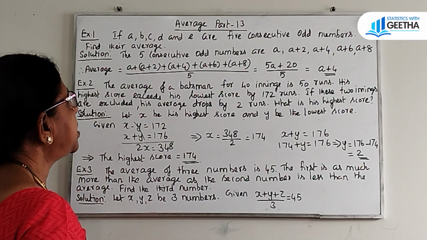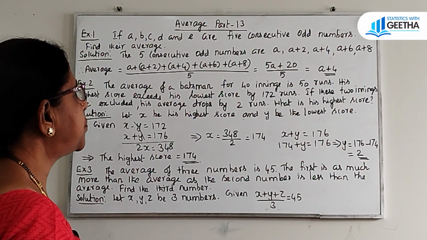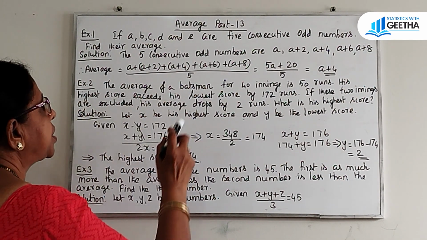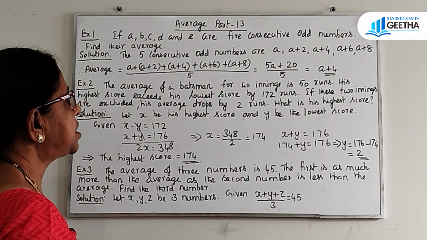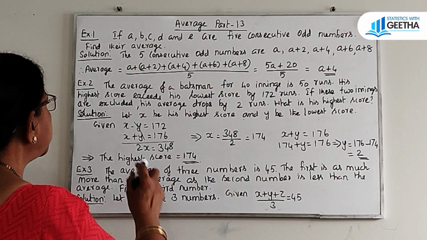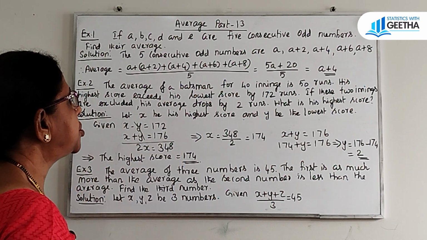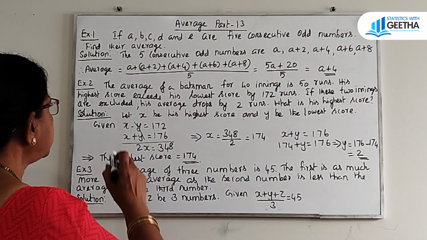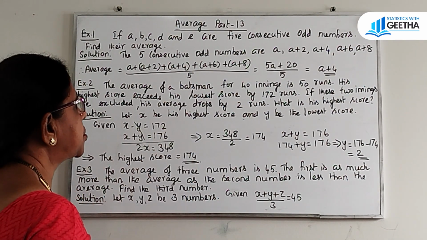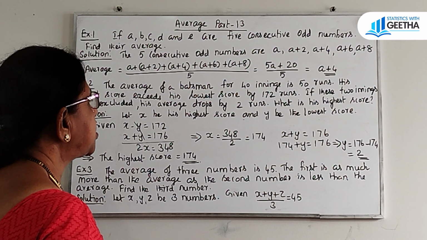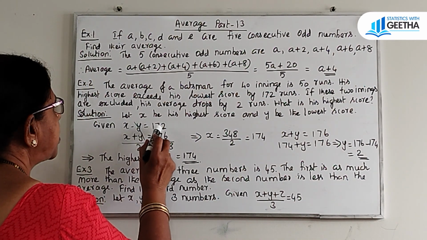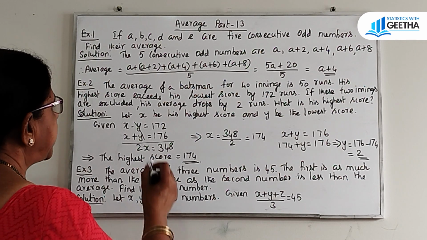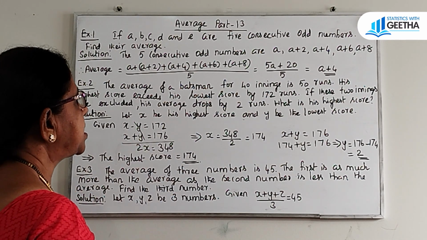Exercise number 2: the average of a batsman for 40 innings is 50 runs. His highest score exceeds his lowest score by 172 runs. If these two innings are excluded, his average drops by 2 runs. What is his highest score? Solution: let x be his highest score and y be the lowest score. Given x minus y equal to 172 and x plus y equal to 176.